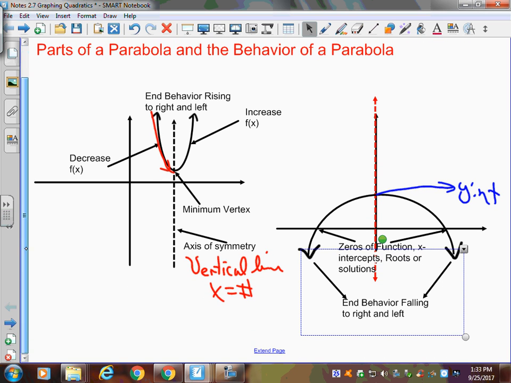So end behavior is important because in this graph, the 2 arrows are both falling, meaning that it's going down on both sides. They're both pointing the same direction always in a parabola, so they're either both going up or both going down. And we call that rising and falling.